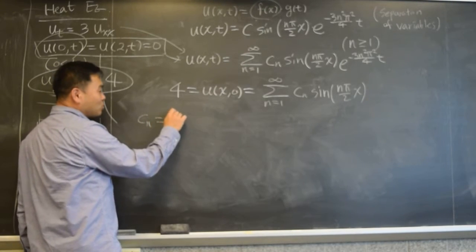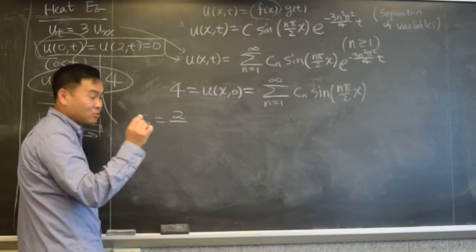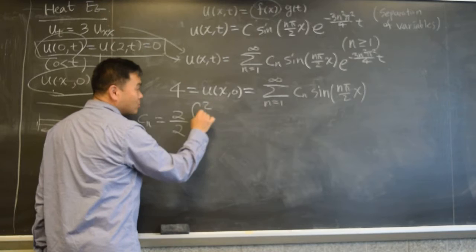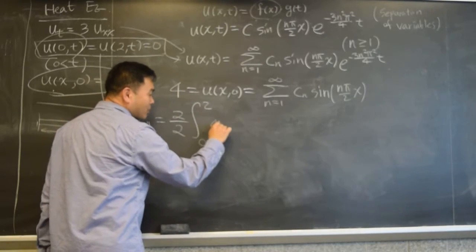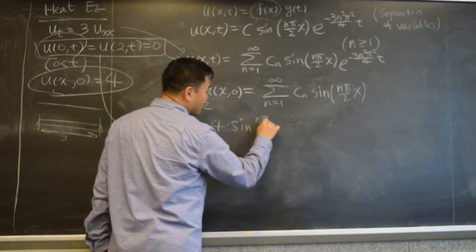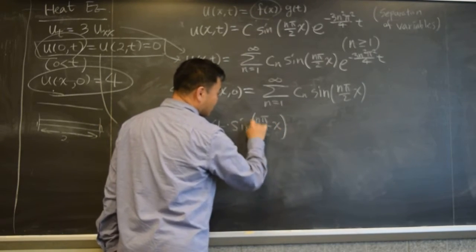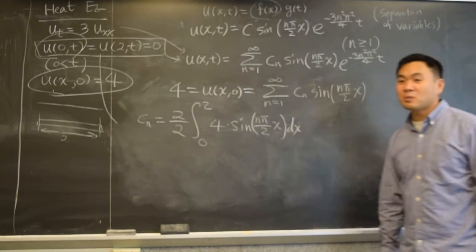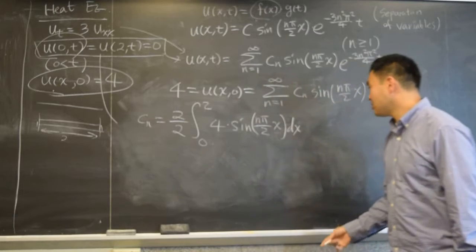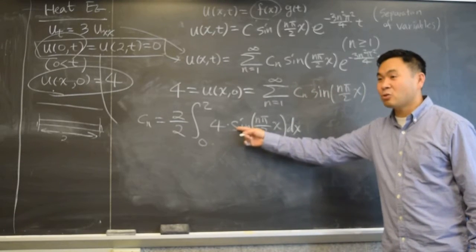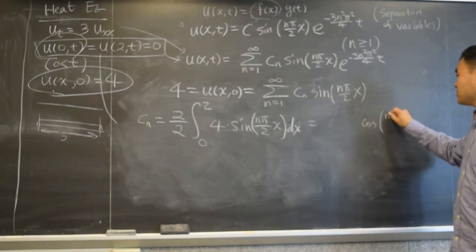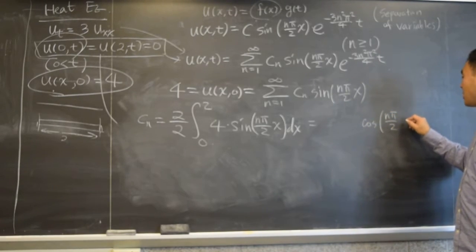2 over L, and what's our L? 2 over L, 2, integral from 0 to 2 of f of x, which is 4, times sine of n pi over 2 x dx. Okay, so that's why we have to integrate. That's just 1. 4 can be pulled out. Just integrate. The integration of sine is cosine with a negative value, right?